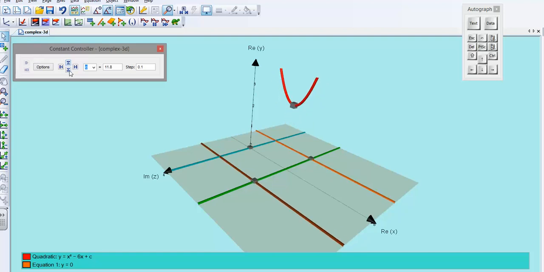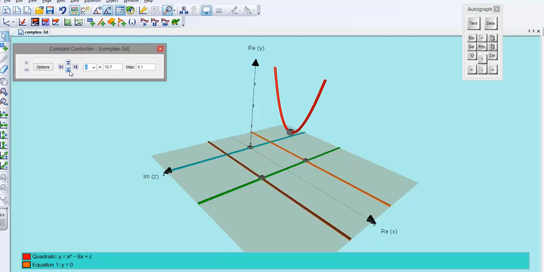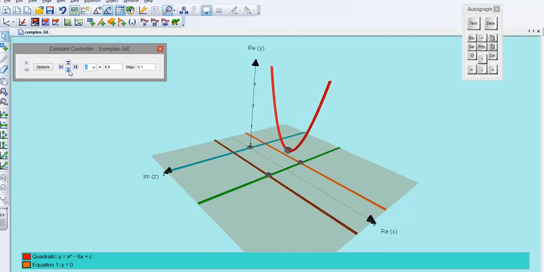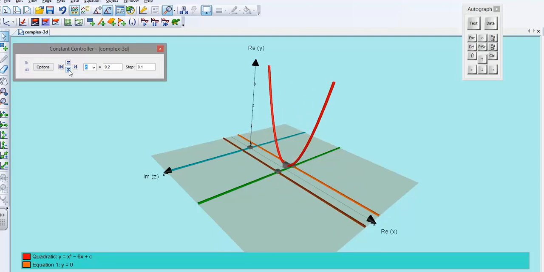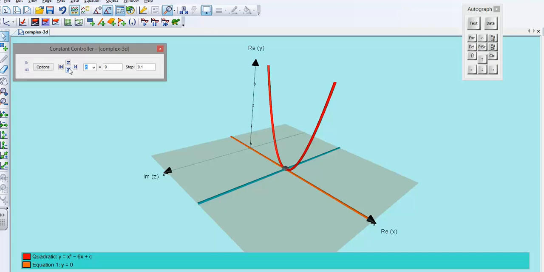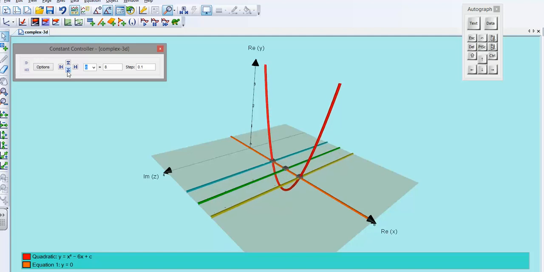So that's a way of visualizing the difference between the real roots and the imaginary roots. So as we approach c is 9, the complex roots get closer and closer together until they meet at this point here, and then we start getting our two real roots.